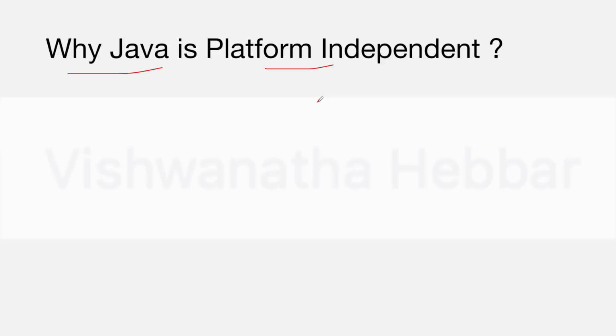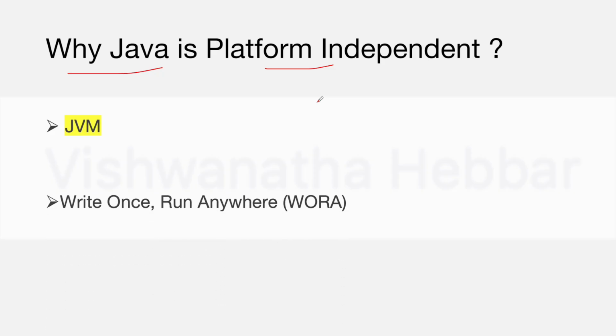Java is platform independent because it uses a special translator called JVM, or Java Virtual Machine, to run the program. It works on the concept called write once, run anywhere. Once you write the Java program, you can run it on different operating systems. So we can call it write once, run anywhere.